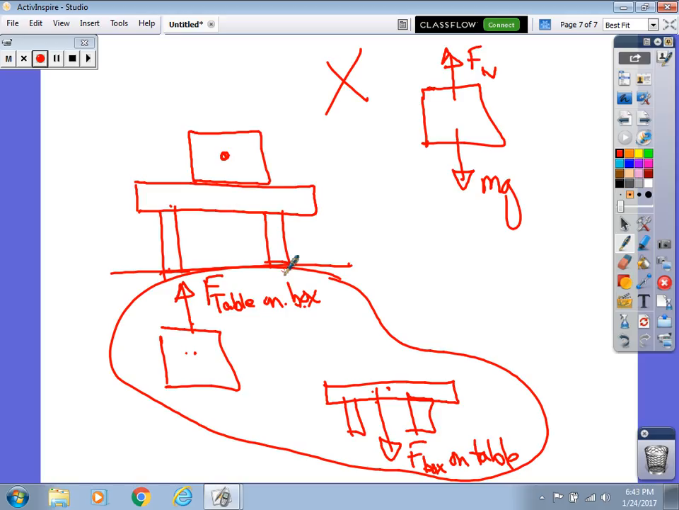So that is the conceptual aspect of Newton's three laws. Maybe you think you knew this. I hope this helped you to know it better.